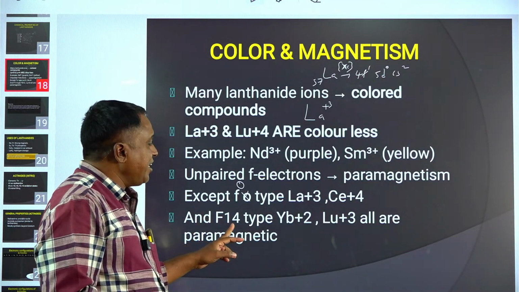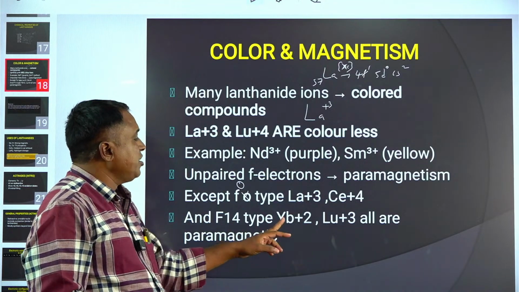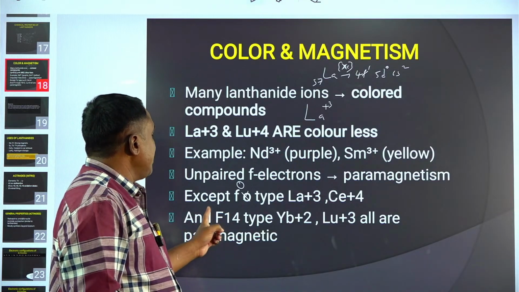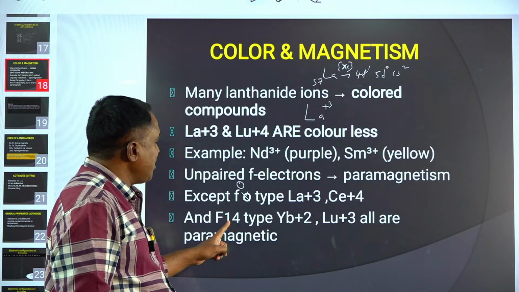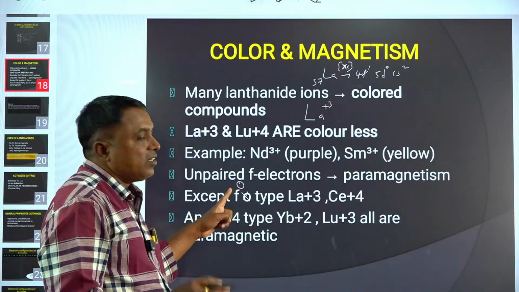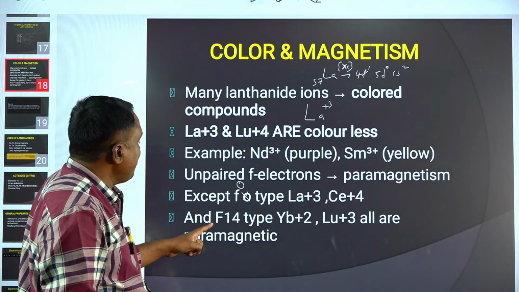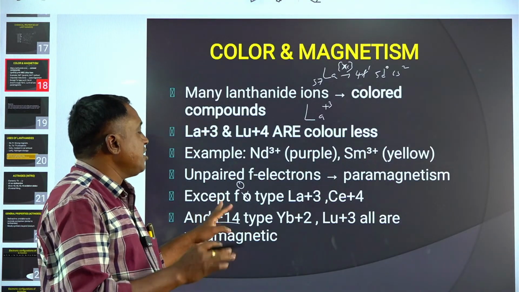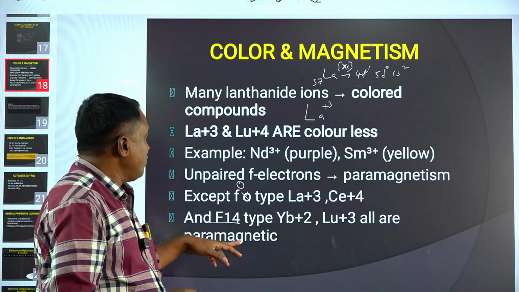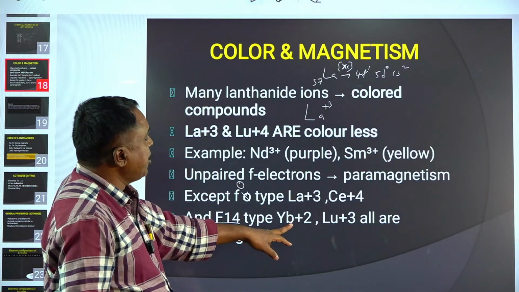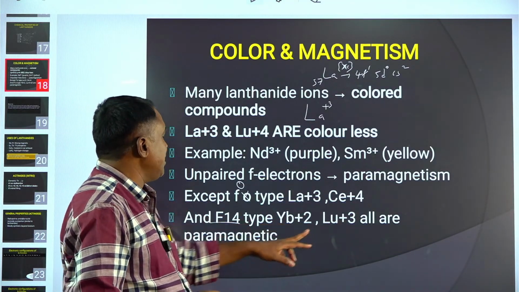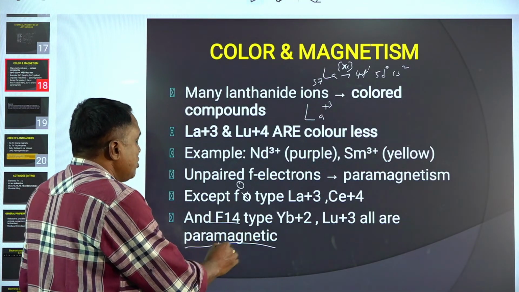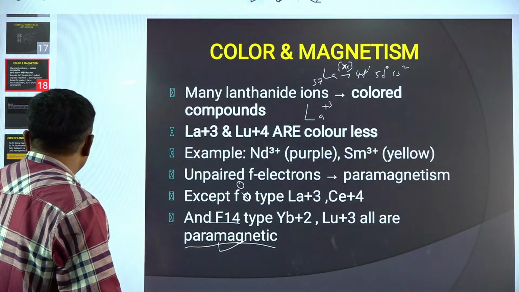And f14 type. Ytterbium plus 2 and lutetium plus 3 are f14 type. The others are paramagnetic because they are neither f0 nor f14. In f0, unpaired electrons are 0. In f14 also, unpaired electrons are 0. Therefore, they will not exhibit magnetic behavior. Whereas the others will have unpaired electrons, therefore they are paramagnetic.